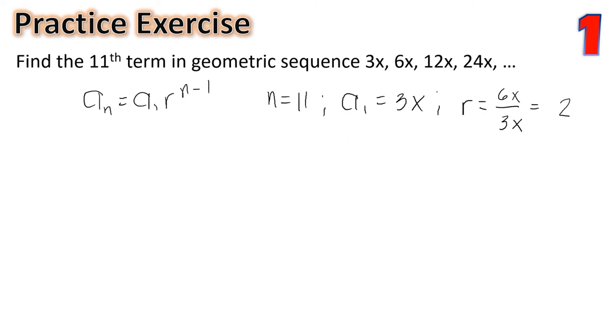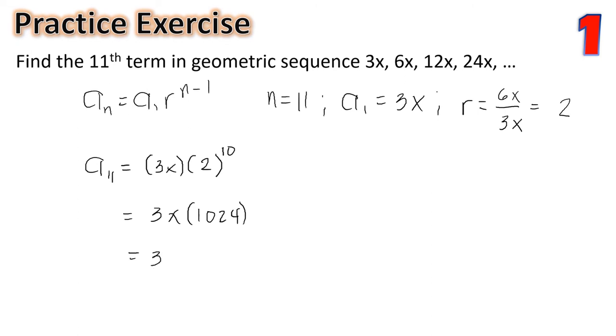Solving for the 11th term, we have a sub 11 equal to a sub 1, that is 3x, times r, which is 2, raised to n minus 1, that is 10. Hence, we have 3x times 2 raised to 10, which is 1024. And 3 times 1024 is 3072x.